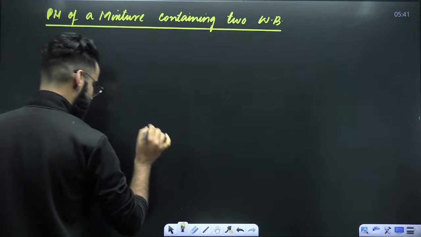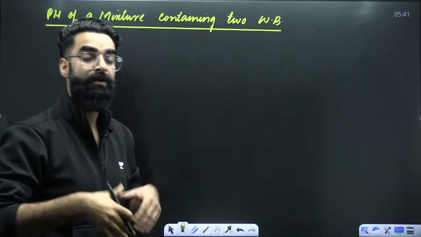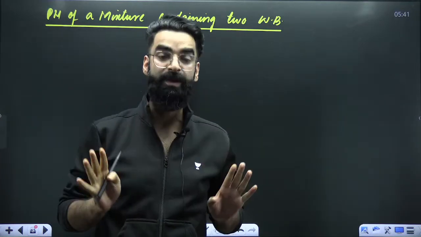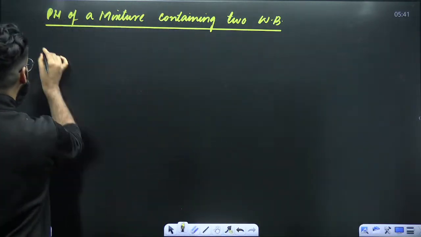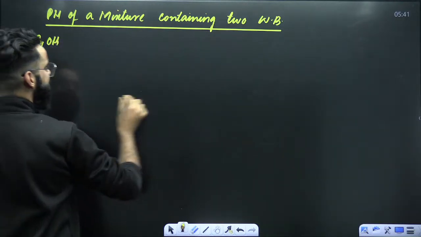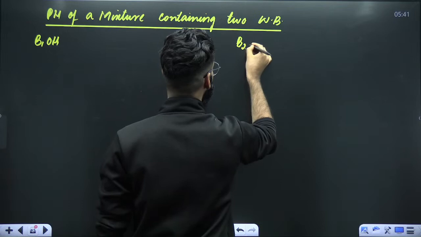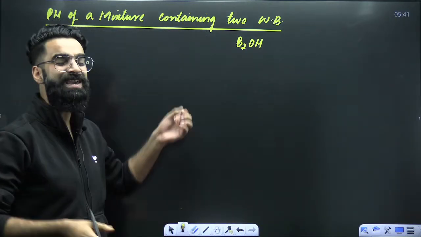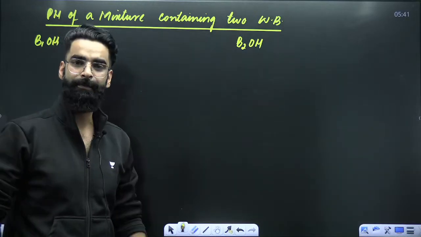Imagine that in the same container, we have got two weak bases. The first weak base is, for example, B1OH. This is the first weak base. The second weak base, for example, is B2OH. This is the second weak base. Imagine both these weak bases are present in the same container.